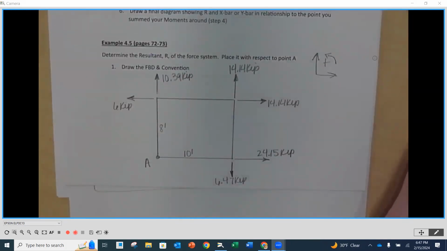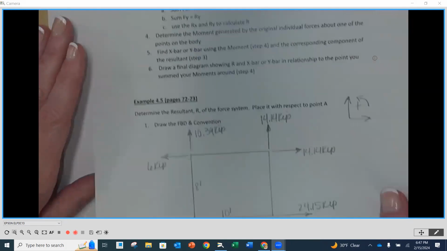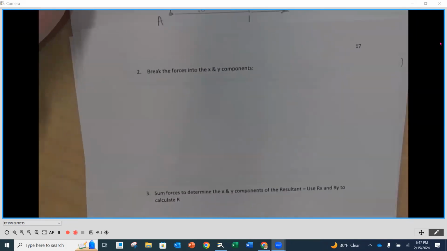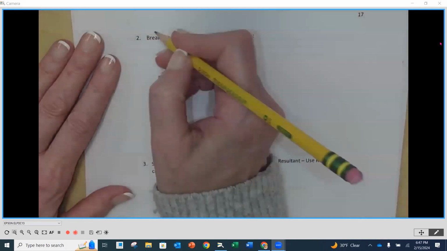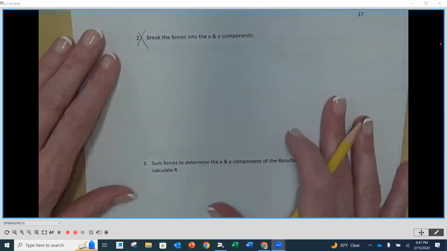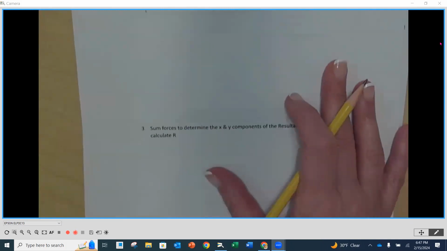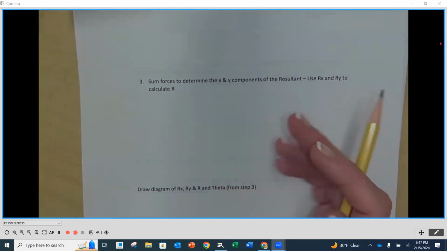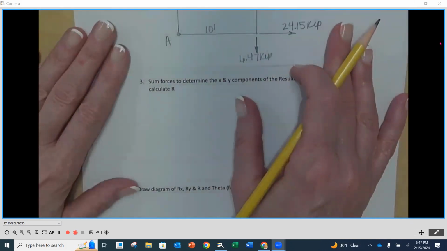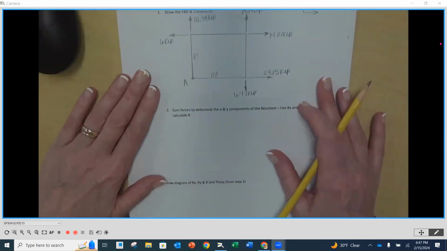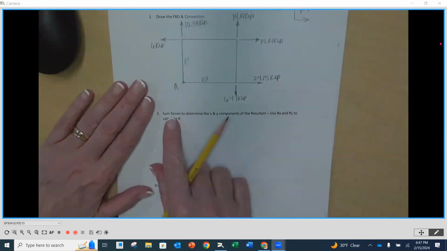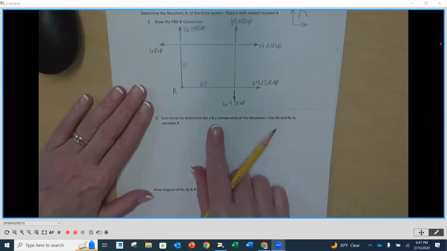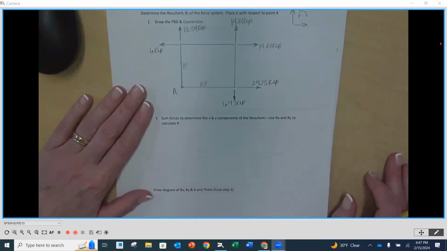Now, once we have our free body diagram all set, we're going to go to the next page, page 17. We're going to skip over step 2, because we already did that, breaking those forces into X and Y components. We're going to be looking at summing the forces to determine those X and Y components of the resultant.